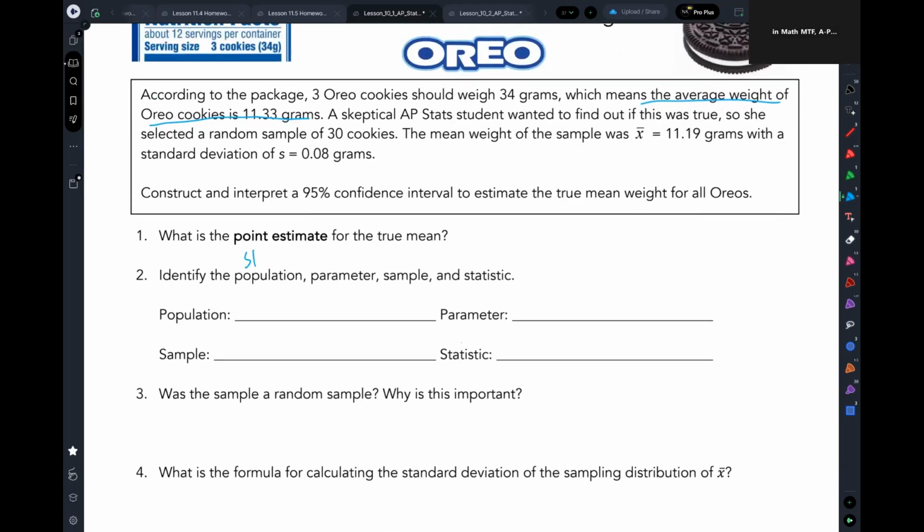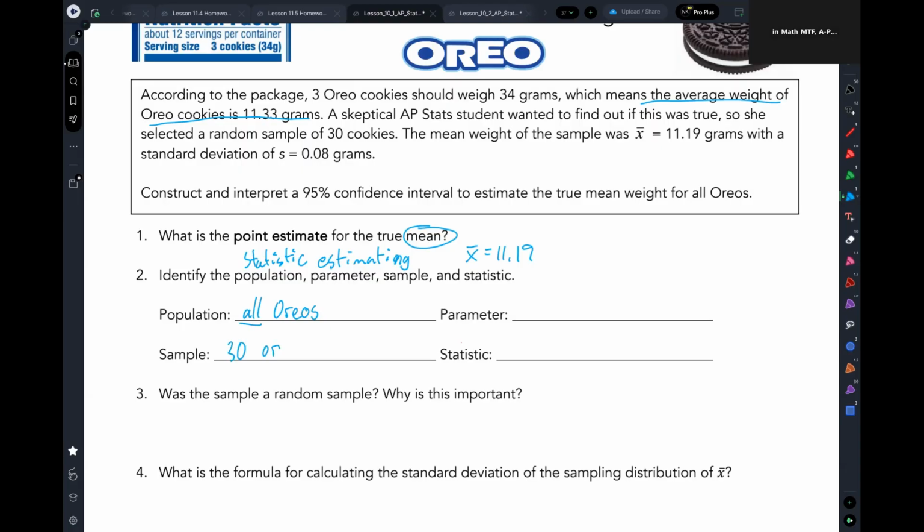So remember your point estimate. That's just your statistic, estimating the parameter. And so we need to recognize that this is a mean and that the statistic is x bar. We've got to start paying attention to whether we have means or proportions, aka quantitative data with means, or categorical data with proportions.